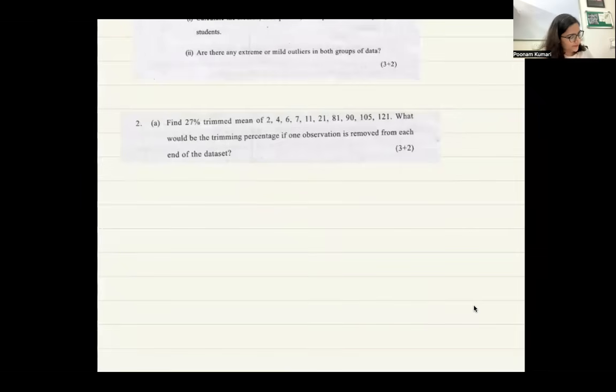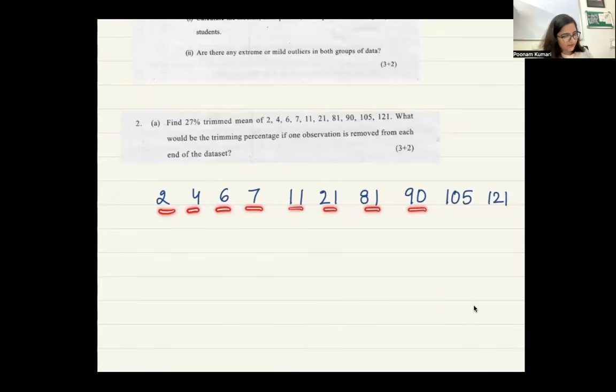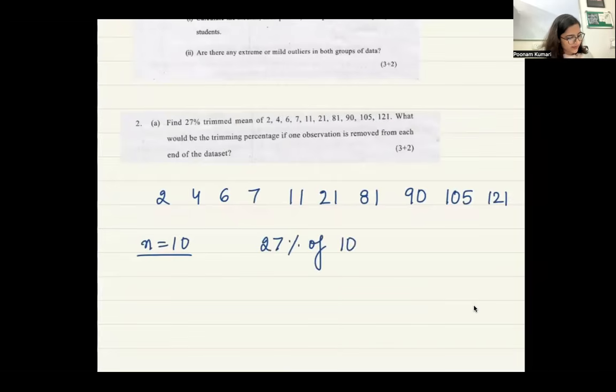Tell me. The 27% trimmed mean of 2, 4, 6, 7, 11, 21, 81, 90, 105, 121. All these numbers are there, right? So how do I proceed then? What should we do? Ma'am, the number of observations is 10, so we will find 27% of 10. So the number of observations is 10. Very nice. N is 10. So we find 27% of 10. What is that? 2.7. Yes.